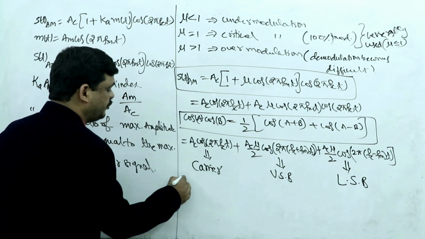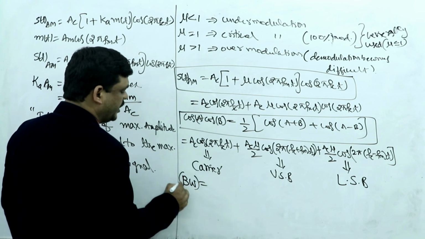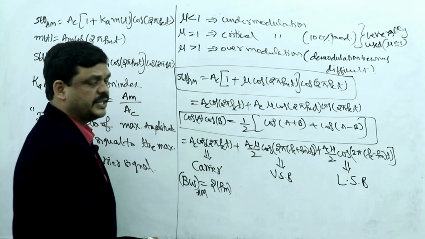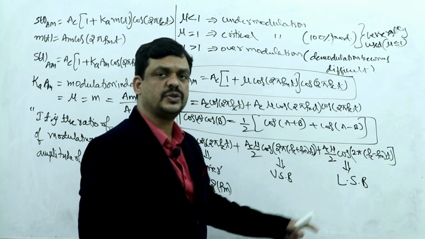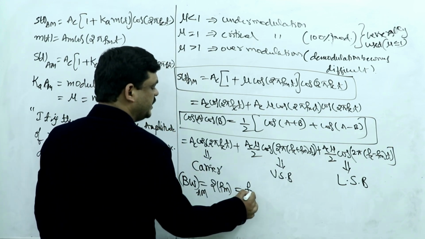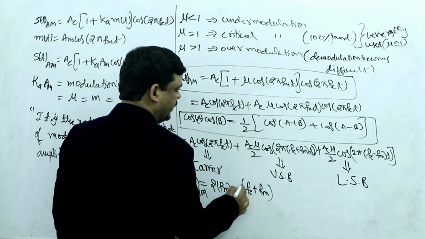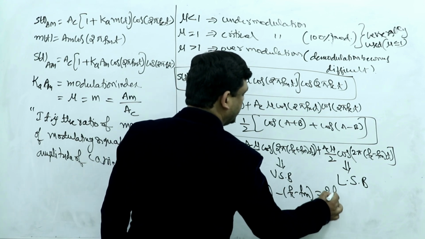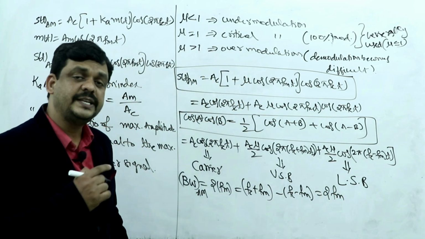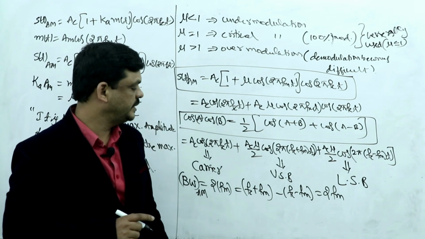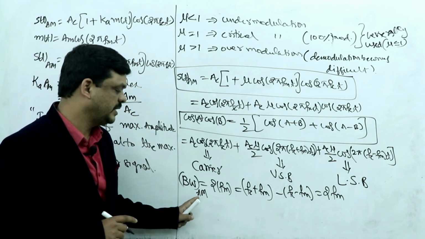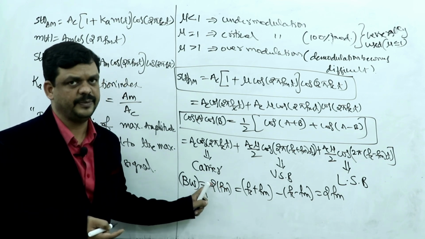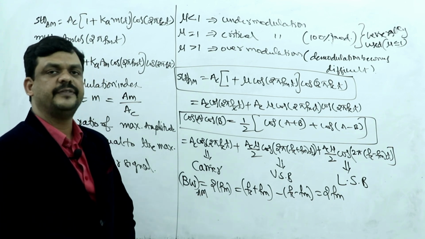The bandwidth of the AM modulated signal is 2 into fm. Because generally the bandwidth is the higher cutoff frequency minus the lower cutoff frequency. The higher cutoff frequency is here fc plus fm, minus the lower cutoff frequency, which is fc minus fm. Then after simplification it gives 2 into fm. So what is fm here? The maximum frequency of the modulating signal. So finally the bandwidth of the AM signal is 2 times the modulating signal frequency, that is fm. So 2 into fm explains the bandwidth of AM.